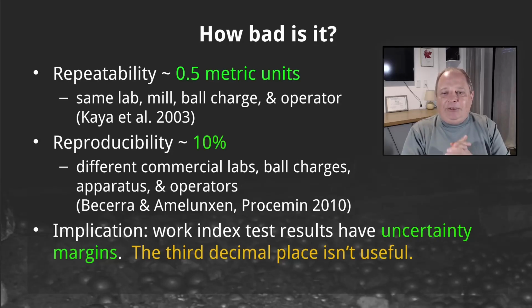So the implication is that your work index results, they have an uncertainty margin. So things like the third decimal place, those are not useful. Those are not real. Again, if you've got a value of 10 and you've got a value of 10 and a half, those are basically the same result, right? So I have no problem with seeing bond work index results to 1 decimal place, but don't do it to 3 decimal places. You're fooling yourself if you think the test has that level of accuracy.